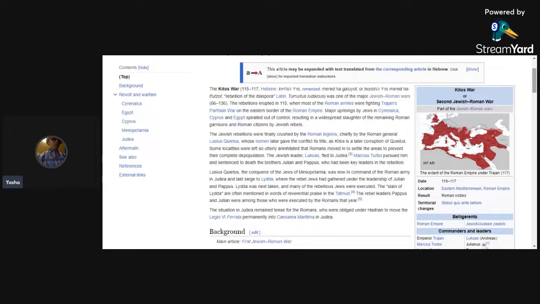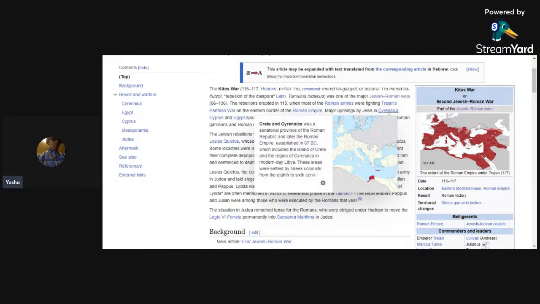It's saying that the Kitos War was one of the major Roman-Jewish wars. The rebellion erupted in 115 when most of the Roman armies were fighting Trajan's Parthian War. Most of the Romans were fighting Emperor Trajan's Parthian War on the eastern border of the Roman Empire. You read that right there? It said, major uprising by Jews in Cyrenaica. Where's Cyrenaica?